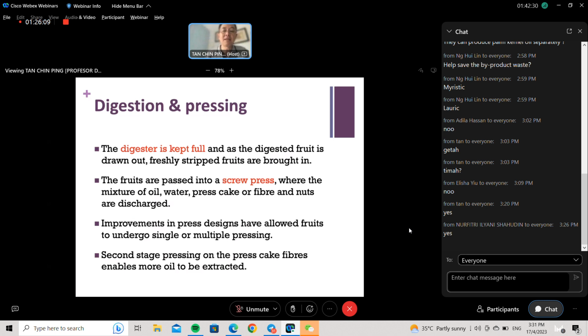In the engineering lab, we have one unit. If you have a chance to go into the engineering lab, you can ask the lab assistant, you say, Prof. Tan mentioned there is a screw press for santan. If you want to take a look, then you can take a look at the design. It is a screw press design. Then industry uses it also for extracting crude oil.